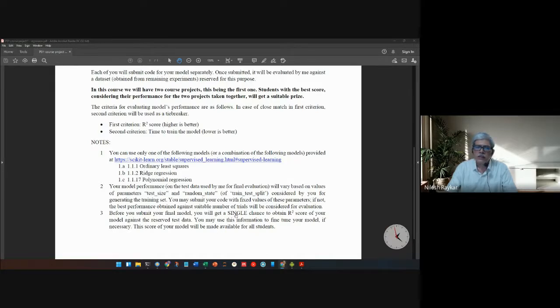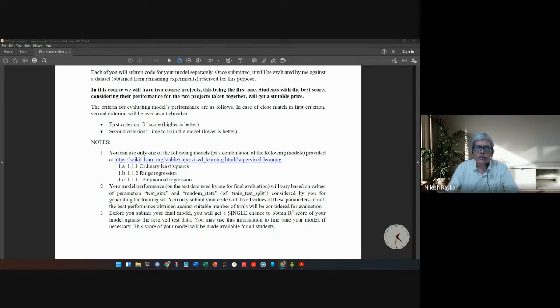Once you create your model, you can submit the result of your model to me for validating or testing it against the real data. There is only one chance to submit your model, and I will return your R square value with respect to the hidden data, the data which I'm keeping with myself. Once you get that R square value, then you can decide.